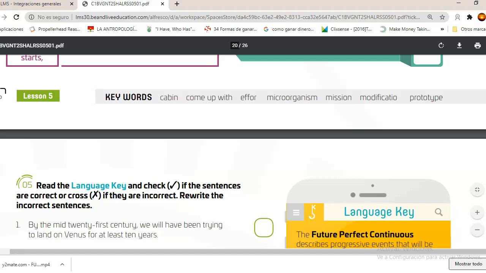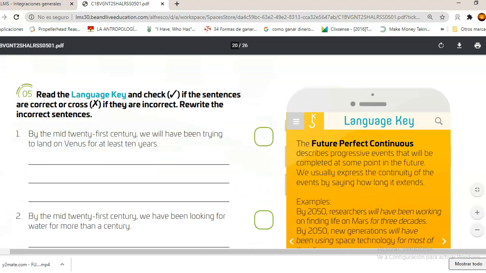In this case, I'm going to pull up a video that you're going to be watching so you can understand a little bit more about the future perfect continuous. Today I decided to do it on the language key because it's a little harder for you to understand. And this way you can return and go back to the video as many times as you want. So please stay along with me with the next video. Thank you.